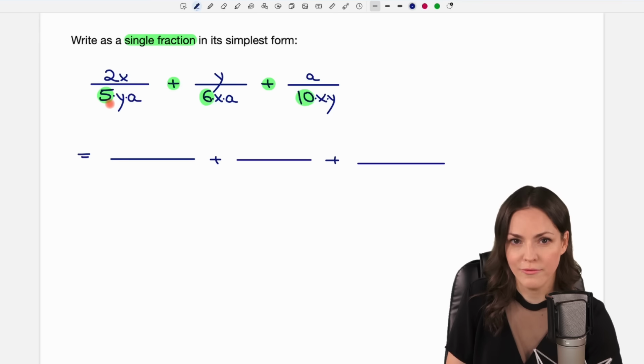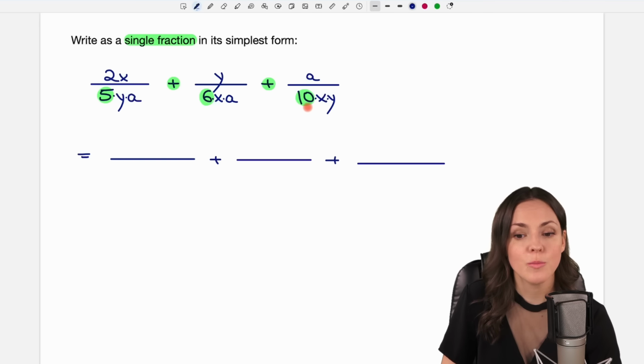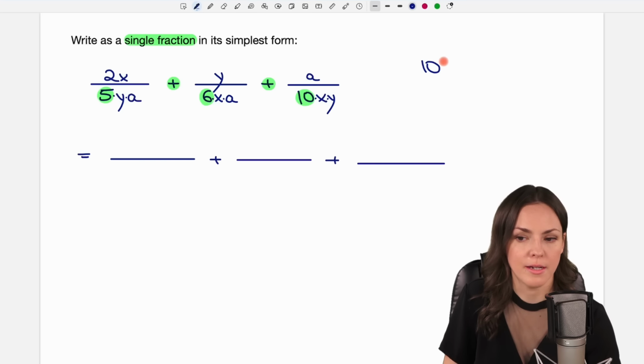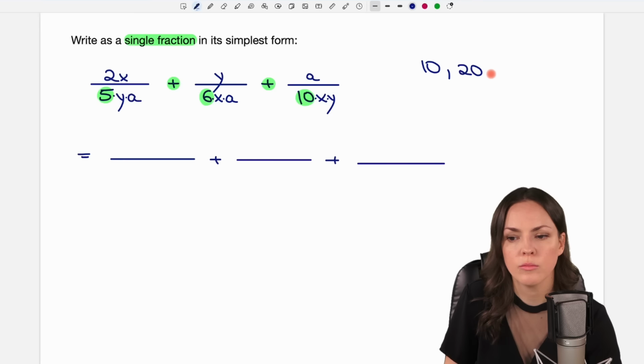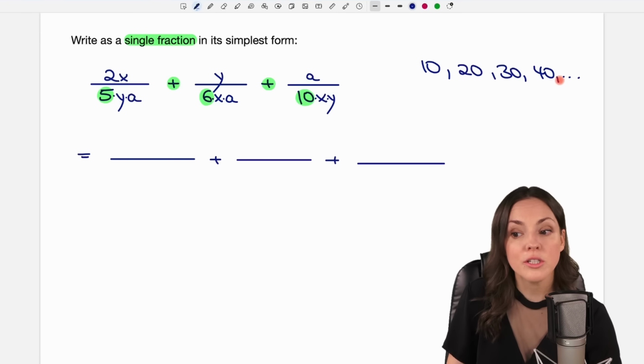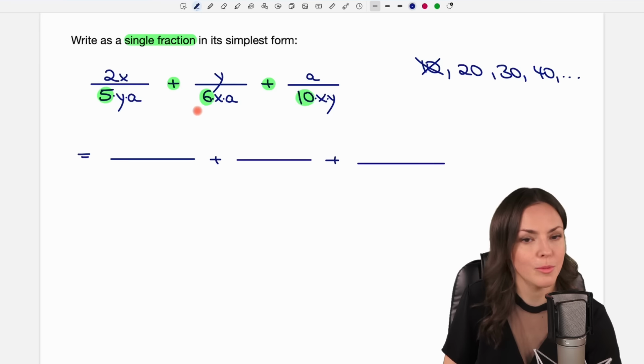So we want to find a number that is divisible by 5, divisible by 6, and divisible by 10. To do this, you can always take your largest number, in our case it's our 10, and look at the multiples of this number. So 10, 20, 30, 40, and so on. And then always check if these numbers are now divisible by your other numbers. So is 10 divisible by 5 and by 6? No, it's not, because 10 is not divisible by 6.